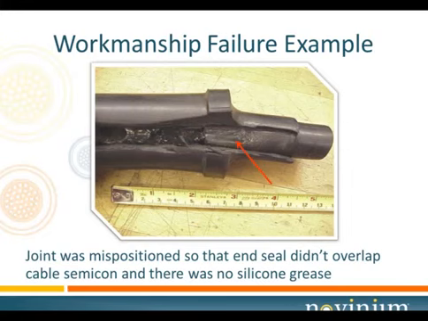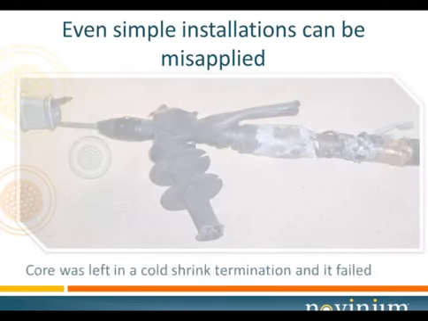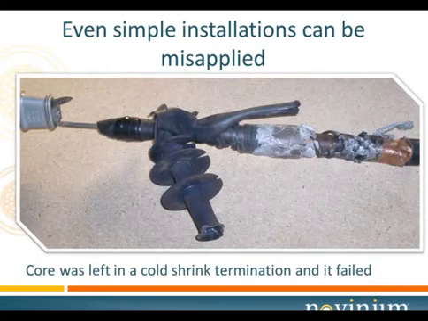This is one where the joint was mispositioned and there was no grease down the insulation. So you can see that the end of the joint shield didn't overlap the insulation shield of the cable, and it also will cause the electrode to miss being on the cable insulation and therefore cause it to fail. So we had tracking down the interface with no grease and no stress control because of the missed semicons and the electrode.